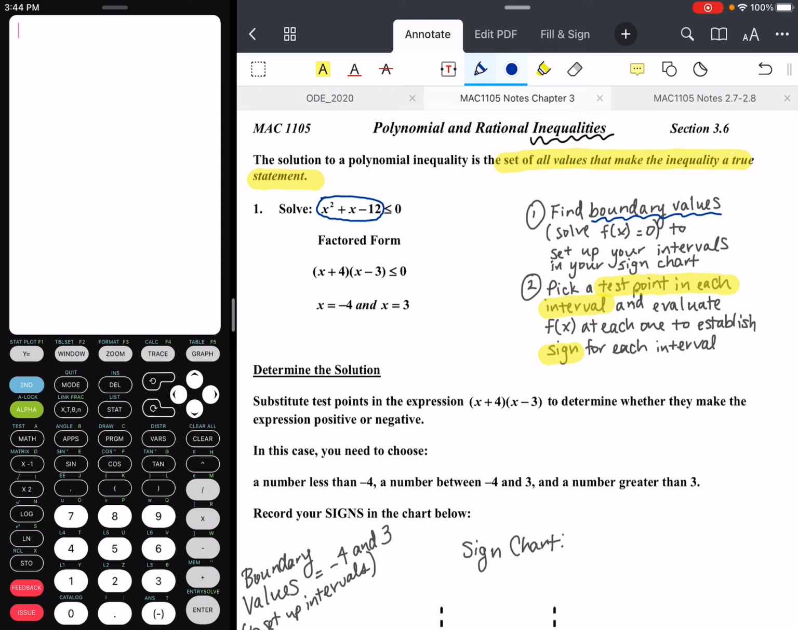So we're taking x squared plus x minus 12, factoring that and setting it equal to 0. X squared plus x minus 12 equals 0. Then we factor to get x plus 4 times x minus 3 equals 0. And we get x equals negative 4, x equals positive 3 as our boundary values.